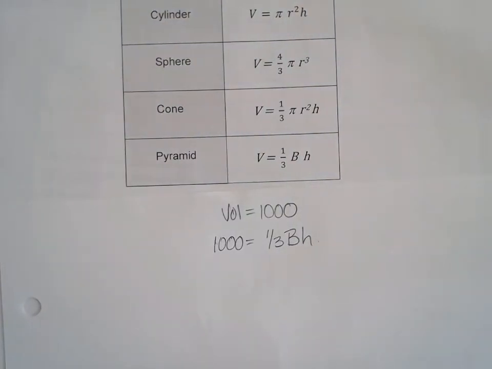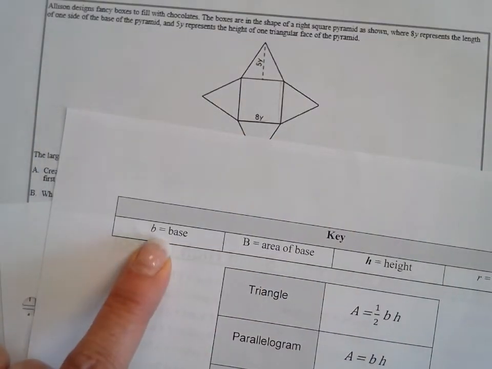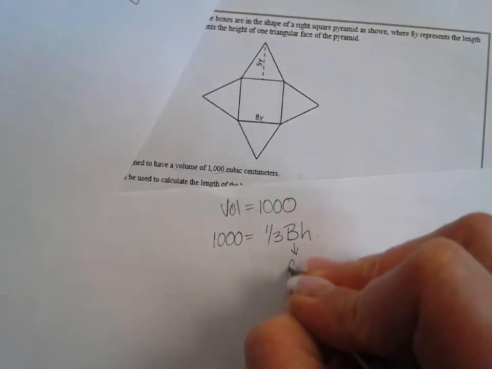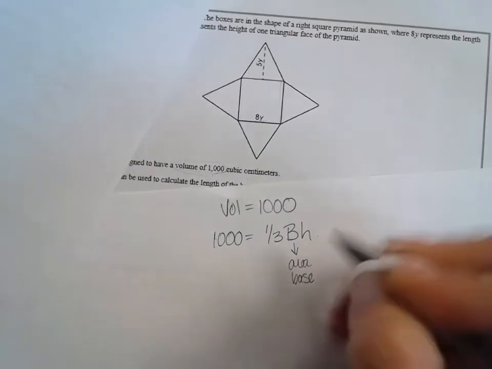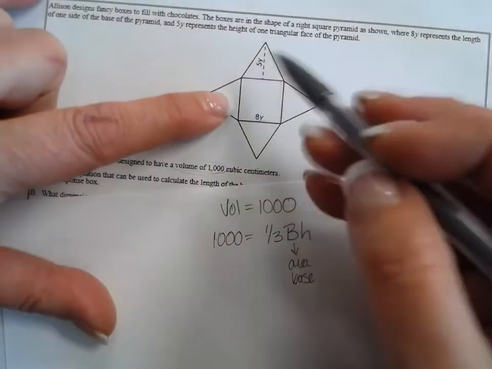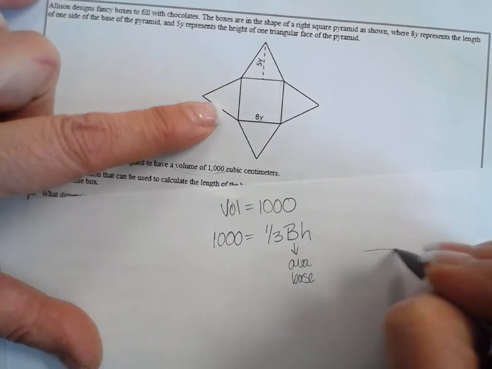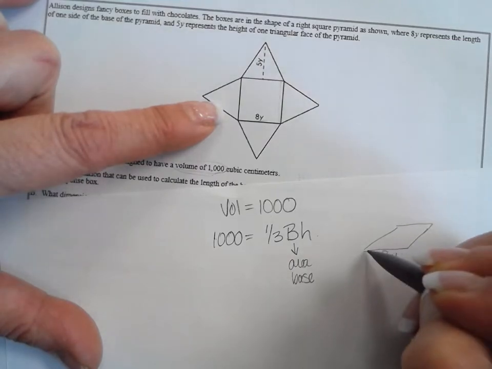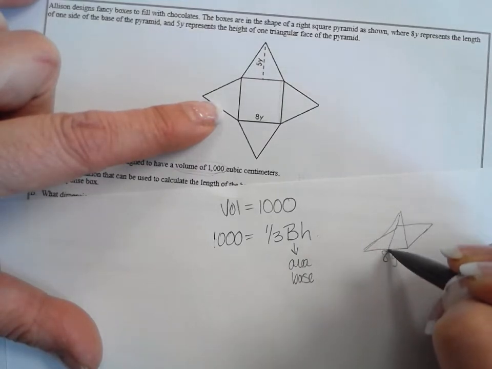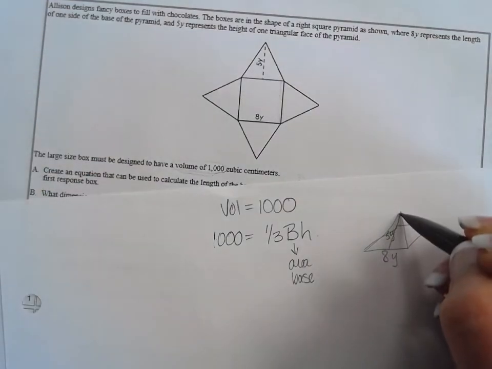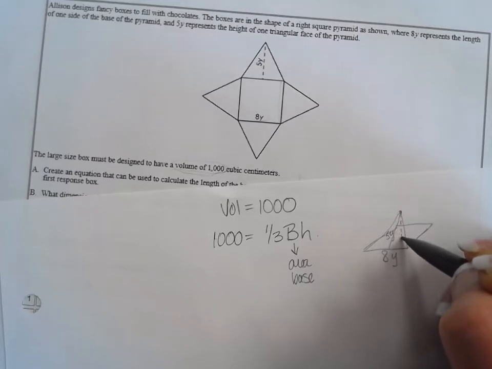Okay? What's the capital B stand for? No, a small b stands for your baseline, but a capital B is the area of your base. And H is your height, right? So if I fold this up, I'm going to have a pyramid. This is 8y. And then this part here is 5y, right? But my height is from the point going down.